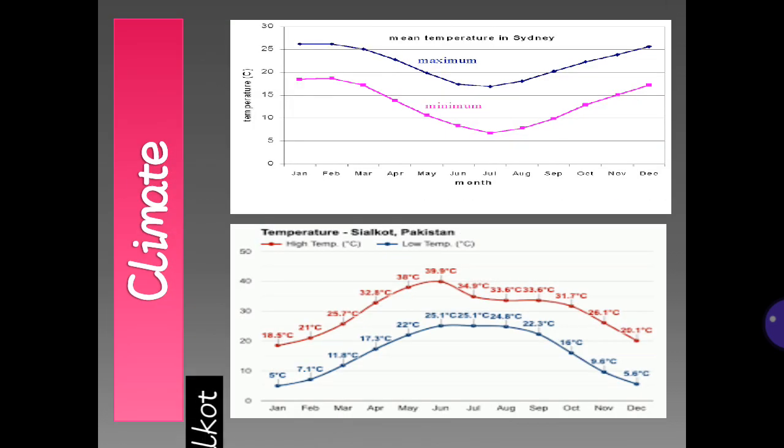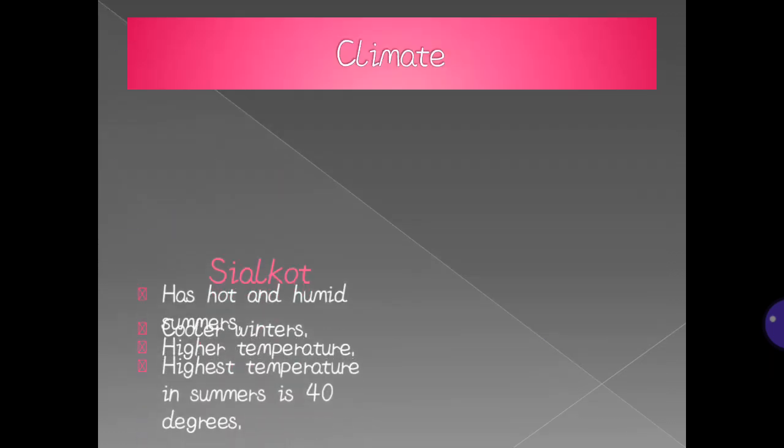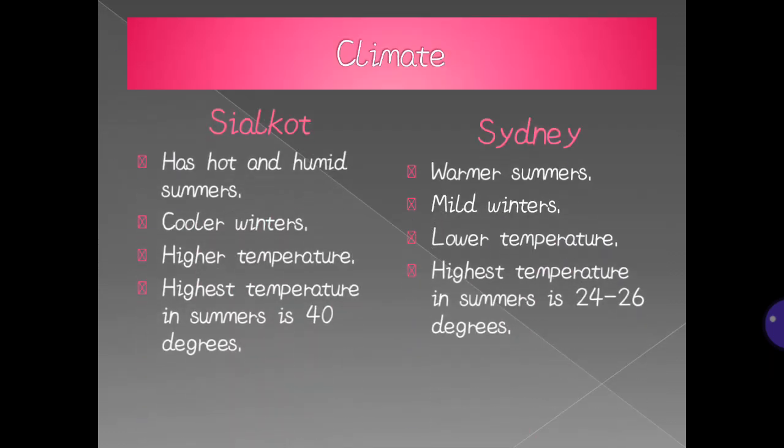Both cities, Sialkot and Sydney, have different climates. Sialkot has humid and hot summers and cooler winters. Sydney has warmer summers and mild winters. Sialkot has much higher temperatures than Sydney. In summers, temperatures can be 40 degrees Celsius. In Sydney, summer temperatures are between 24 and 26 degrees. We will learn more about Sialkot and Sydney in the next lecture.